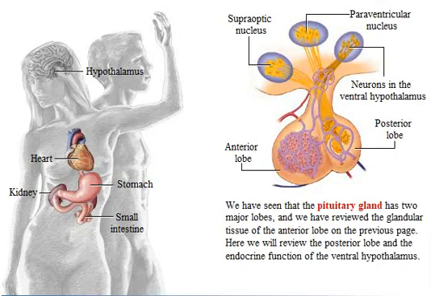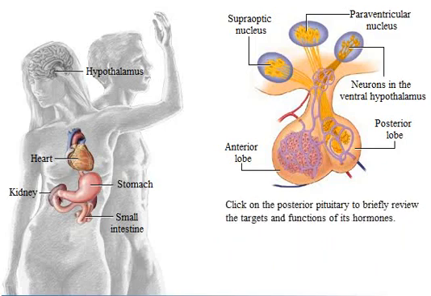We have seen that the pituitary gland has two major lobes, and we have reviewed the glandular tissue of the anterior lobe on the previous page. Here, we will review the posterior lobe and the endocrine function of the ventral hypothalamus. We will study the pituitary in detail in Topic 4. Click on the posterior pituitary to briefly review the targets and functions of its hormones.